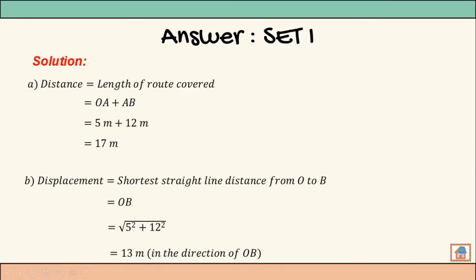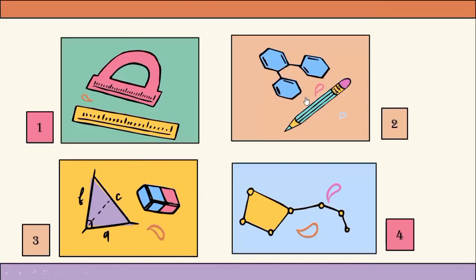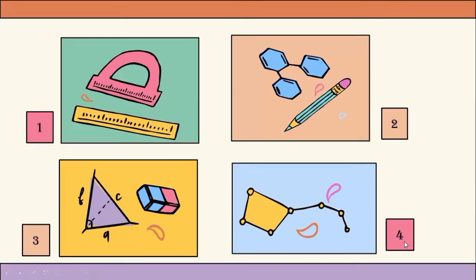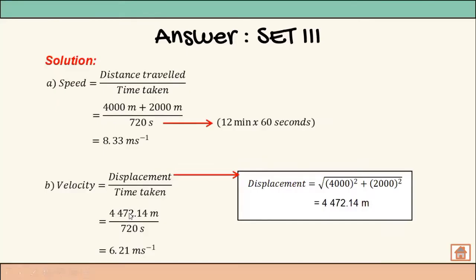Okay, for problem number 2, do you get the same answer? Yes, very good. So what is the acceleration for AB, moving from A to B? 10 meter per second square. Yes, and the acceleration for motion B to C? Same answer, 10 meter per second square. Yes, very good. Okay, for problem number 3, do you get the same answer? Yes, teacher.